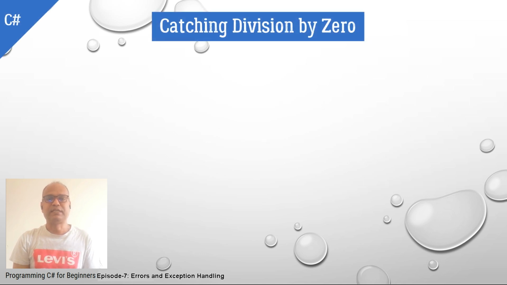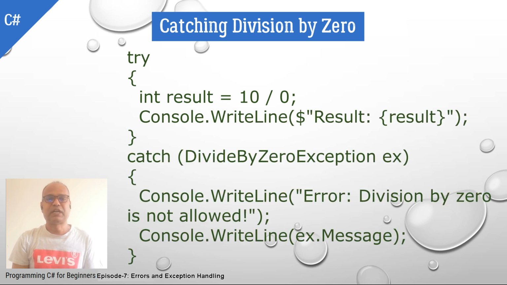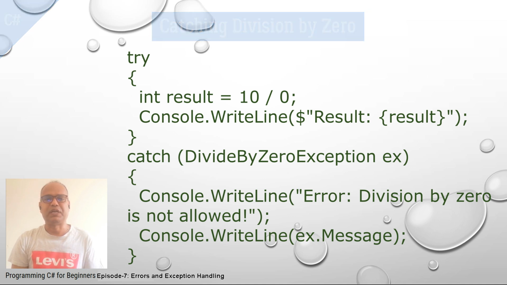Let's see an example of catching a division by zero exception. Try block. This will throw a division by zero exception. Catch block. Log the exception for debugging purposes. In this example, if the division by zero happens, the program won't crash. Instead, the catch block will be triggered, displaying an error message and printing the exception details.